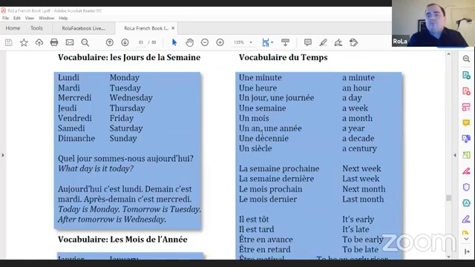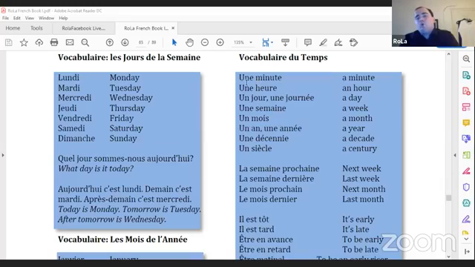Bon. Now, vocabulaire du temps. This is important because this is vocabulary of time. Coming with days of the week, months, then we have year. This is going to teach us how to say things like a minute, an hour, last month, next month, or stuff like that. Or you could say it's early, it's late, and so on. So bon, vocabulaire du temps.